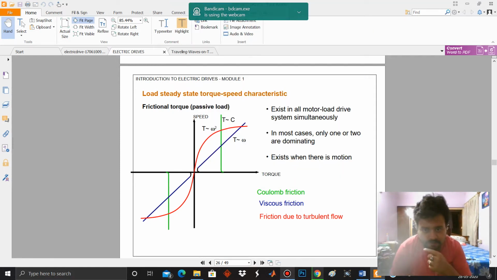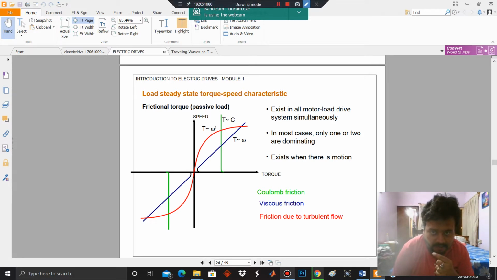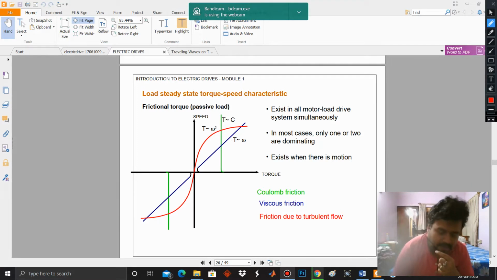Hello my dear students. Today we will be discussing the different types of load torques. So let us study each type of load torque. Mainly there are two types of load torques. One is the active load torque, another is the passive load torque.